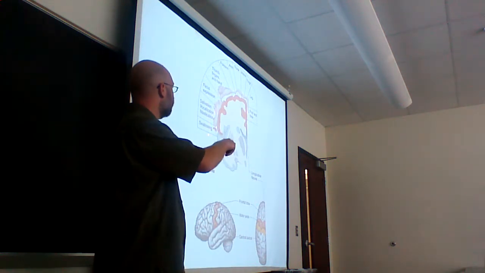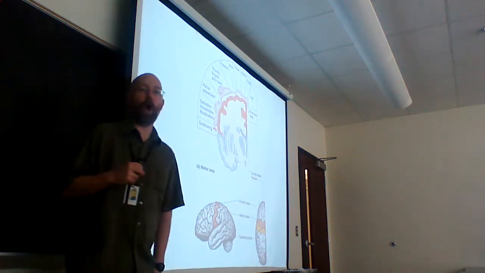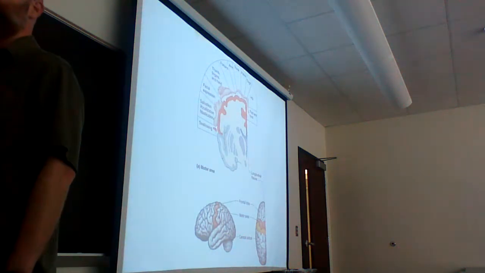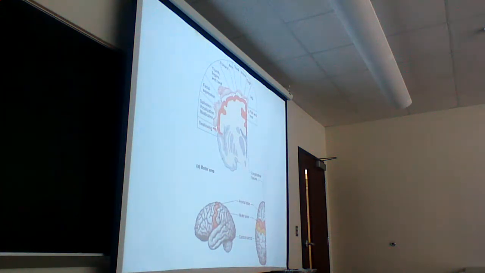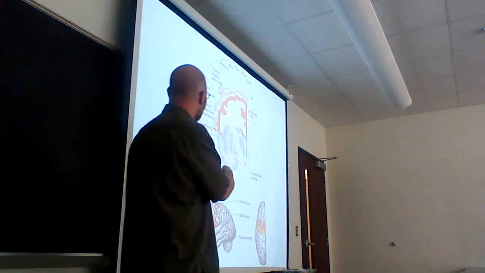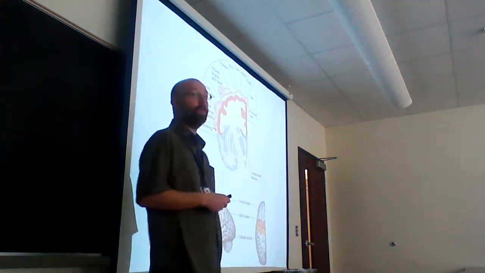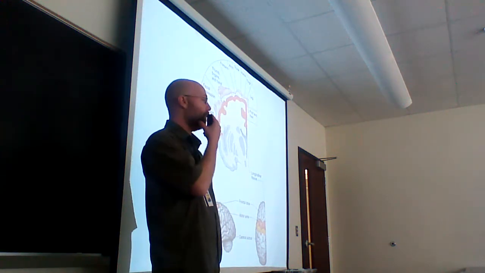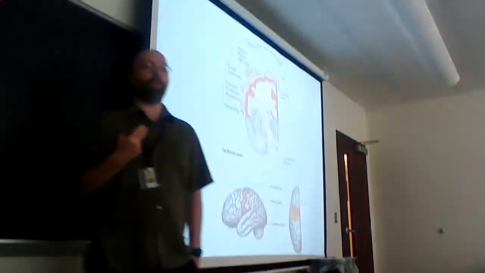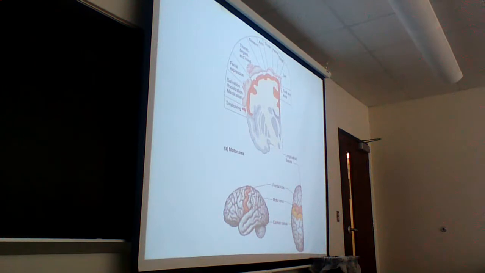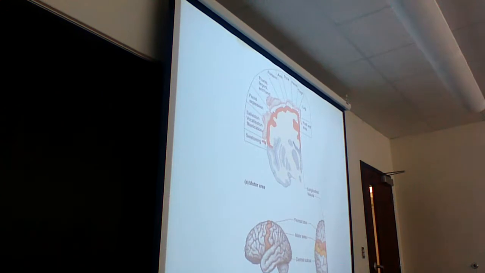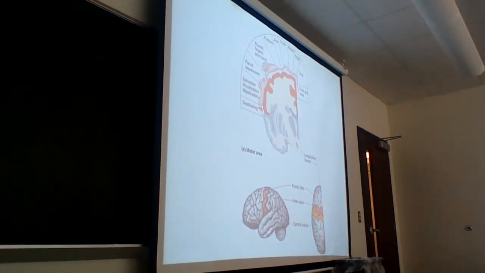This is a homunculus. It's a representation of a person. The size of the part of the person is related to how much brain space is actually controlling movement of that particular part. What you can see is that most of your brain space is dedicated to two relatively small parts of your body, your hands and your face. That shouldn't be terribly surprising. A lot of very fine, very coordinated and precise movements that we can accomplish with our hands. This is our way to interact with most of the world around us.